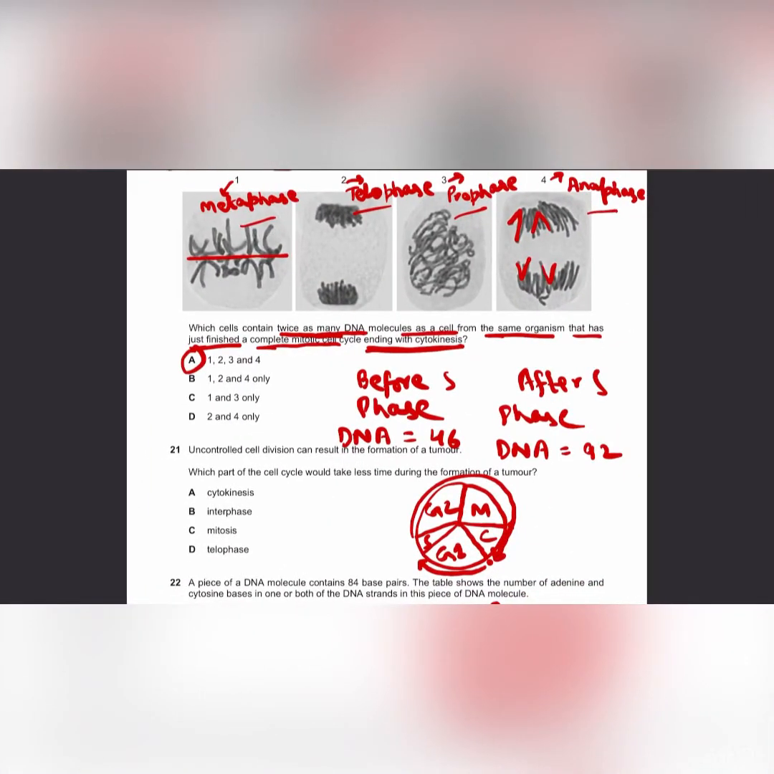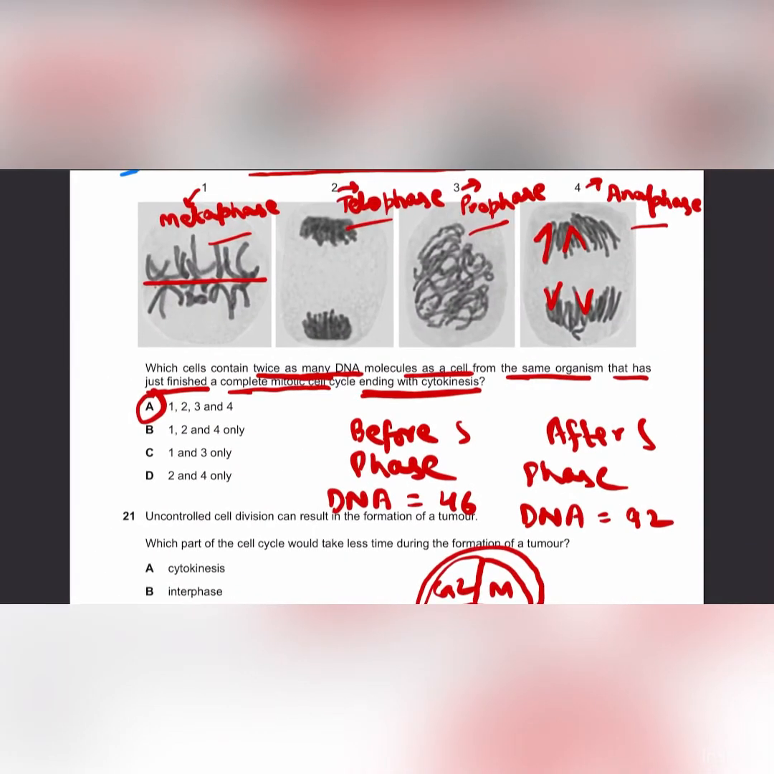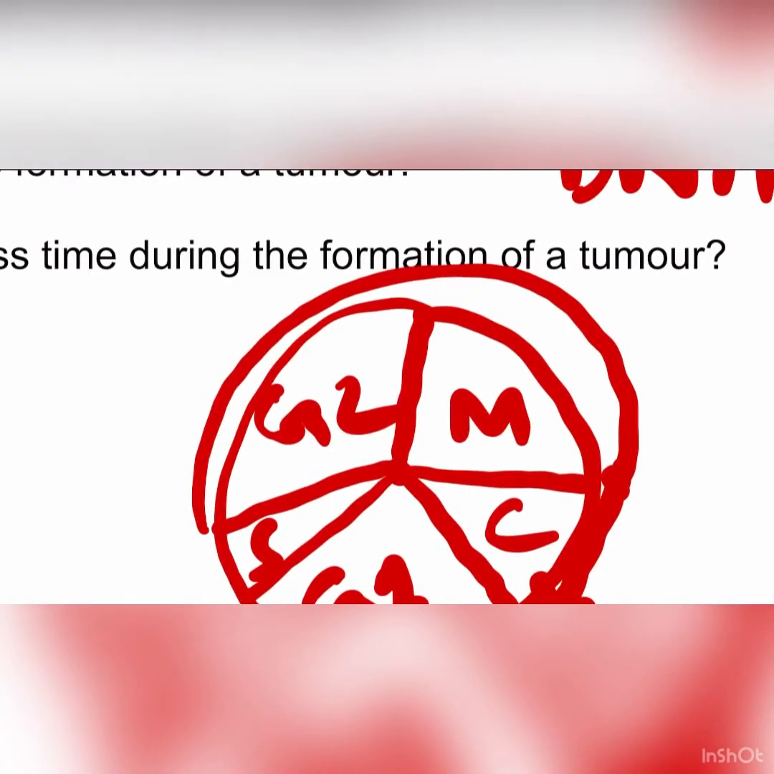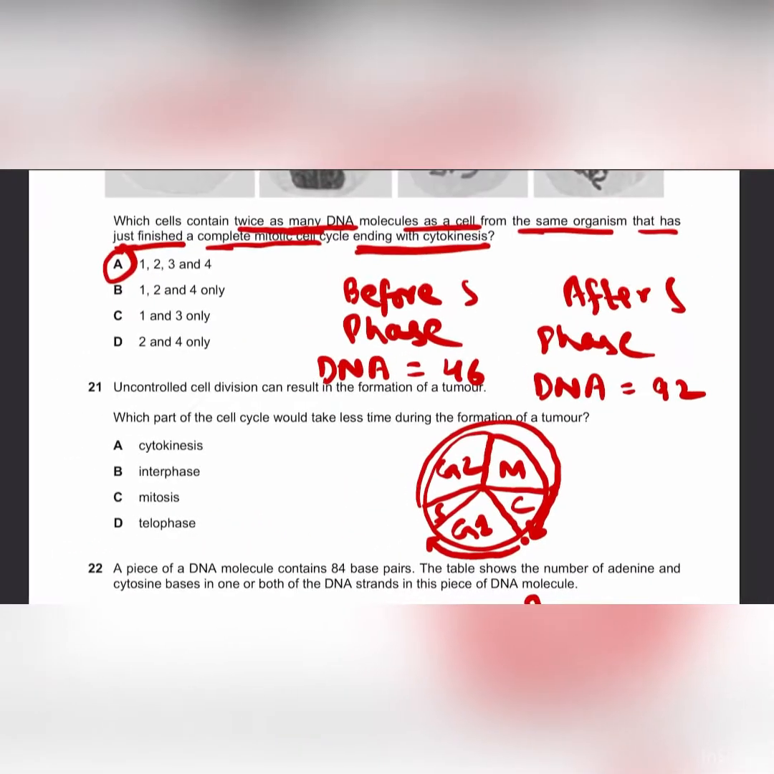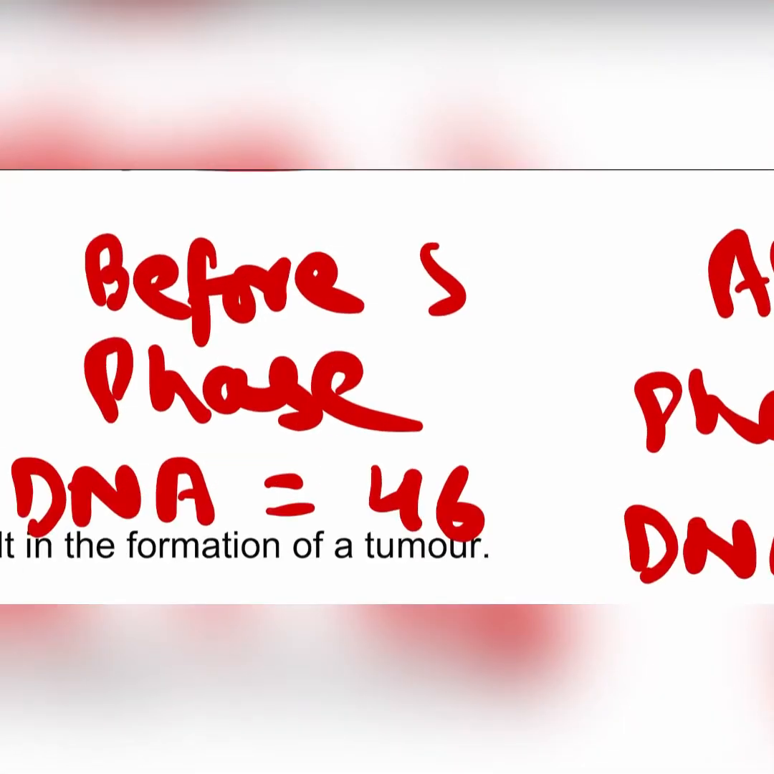A cell which has just completed cytokinesis has not entered S phase yet, which means that any cell which is after S phase, which is in G2 phase or M phase or in cytokinesis, will have twice as much DNA as the cell that has just ended cytokinesis and is before S phase. I hope you get this point.